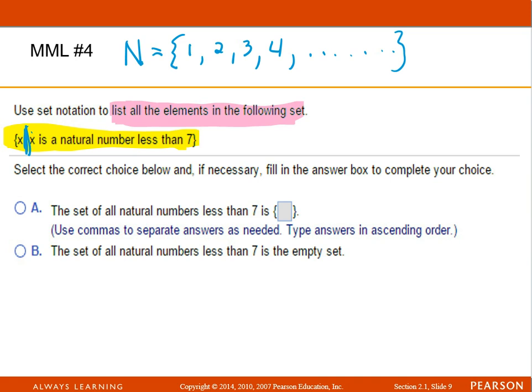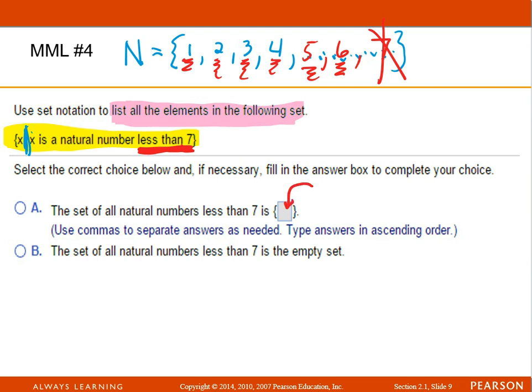Now, if they just said x is a natural number, I couldn't write that because it keeps going dot, dot, dot to infinity. It's impossible. But they have added on, they want the ones that are less than 7. So that would be 1 and 2 and 3 and 4 and 5 and 6, but when you get to 7, you'd stop because it didn't say less than or equal to. It just said less than.